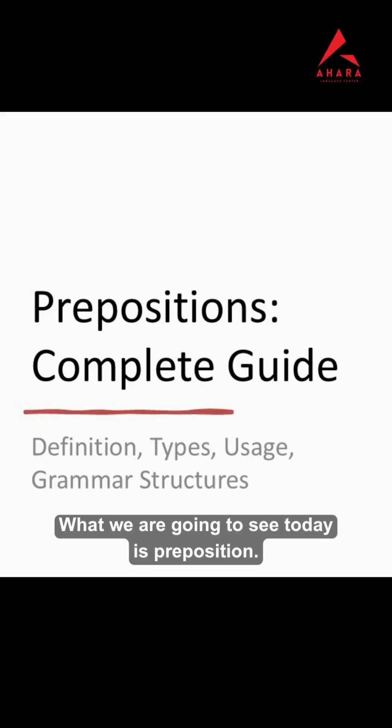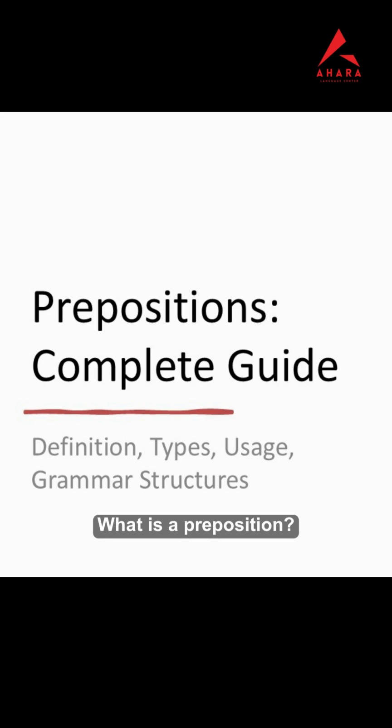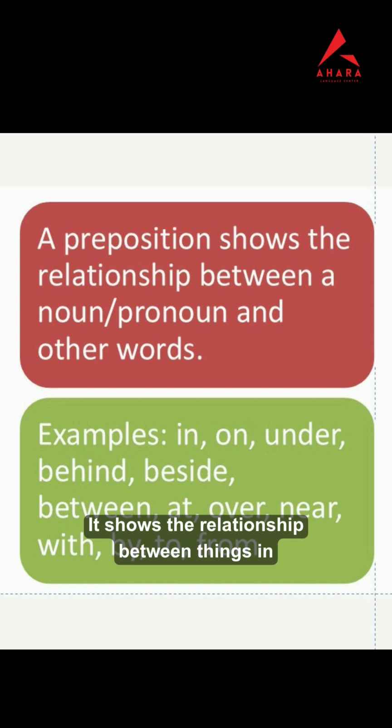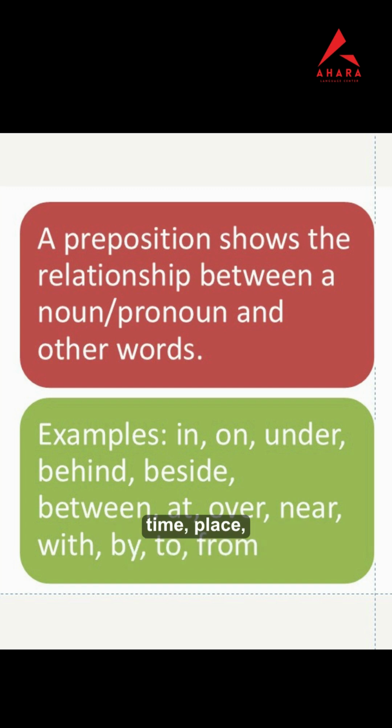What we are going to see today is prepositions. What is a preposition? A preposition is a word that links a noun, a pronoun, or a noun phrase to other words in the sentence. It shows the relationship between things in time, place, direction, or manner. Let's see some examples: in, on, under, between. Likewise, before, after. Similarly, with, without, as well. To, from.